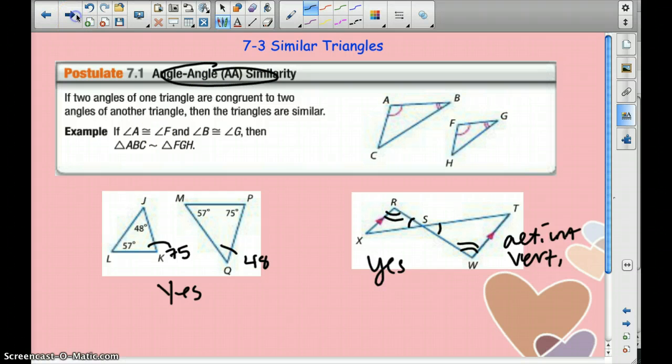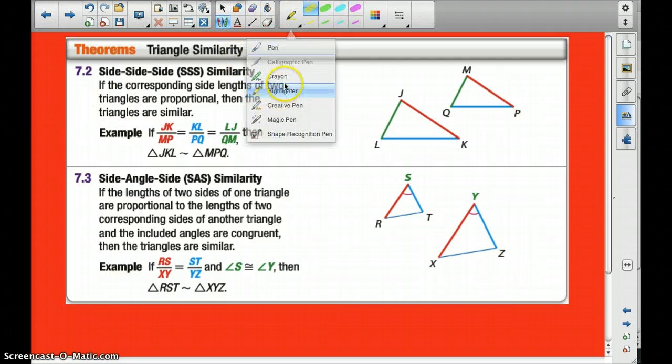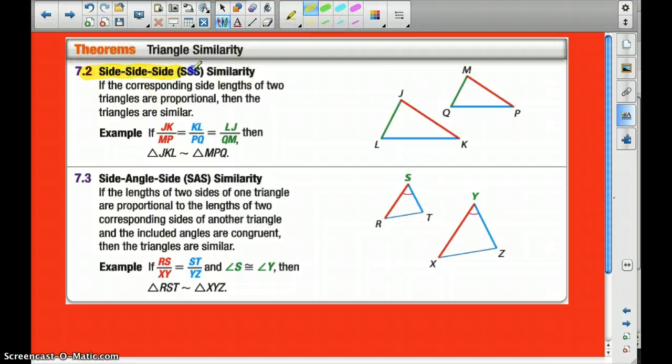All right, some other theorems you have to write down in your packet: triangle similarities, the side-side-side and side-angle-side. So find that in your packet, and go ahead and take a moment to pause the video and write these down.